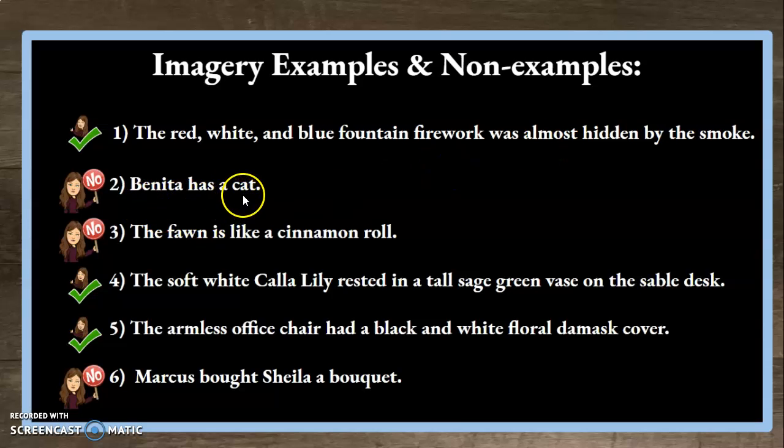Number 2, Benita has a cat. Now, this is not a good example of imagery. The word cat is not specific. There are no adjectives to describe it. There's no adjectives to describe Benita, so no on this one.